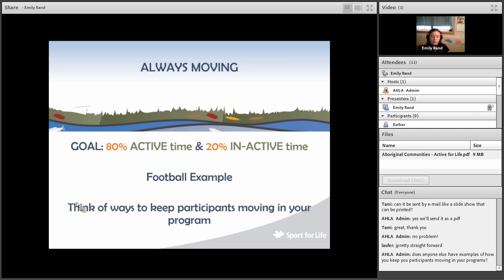And then another thing you might actually want to do is time your practice. So if you have a one hour session, maybe you have a friend come time you for the first session just to get an understanding of how much your participants are actually moving and how much they're standing around. So then after that, you have a baseline understanding of the active versus inactive time and can work to change it from there.